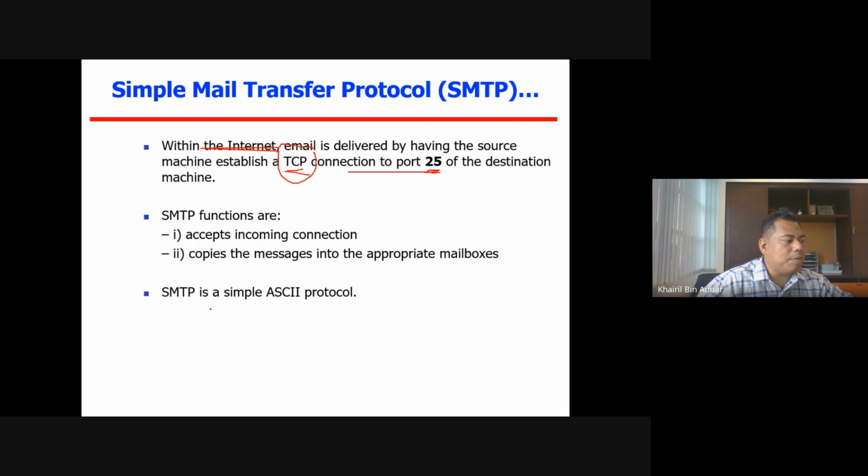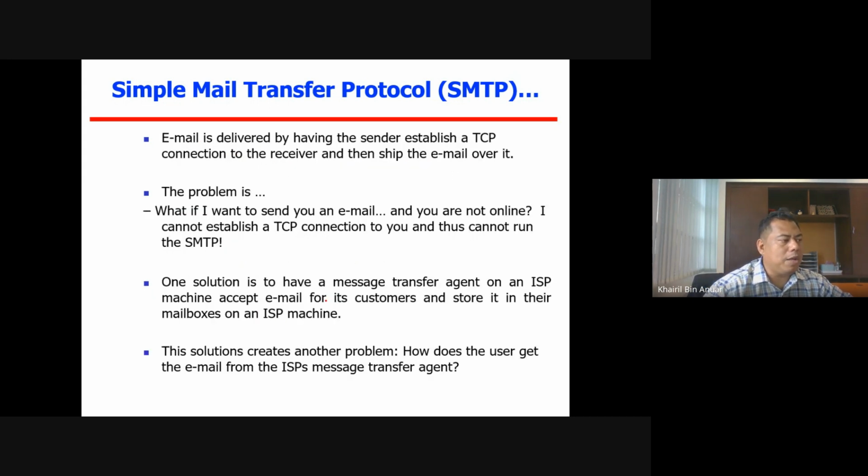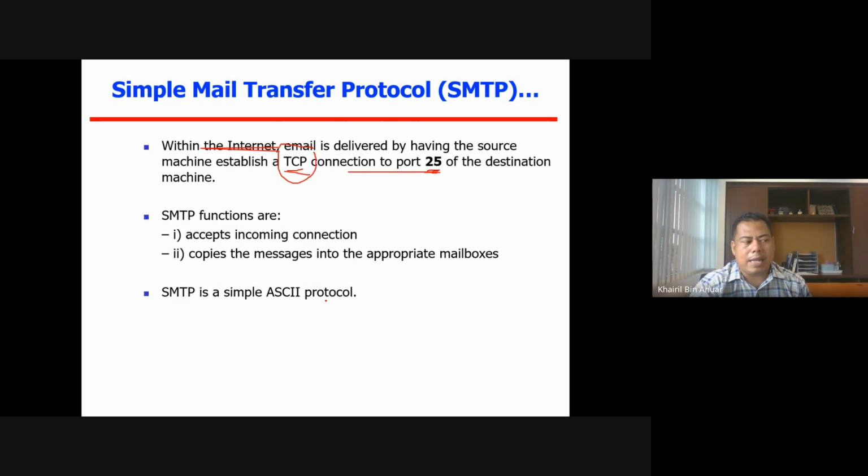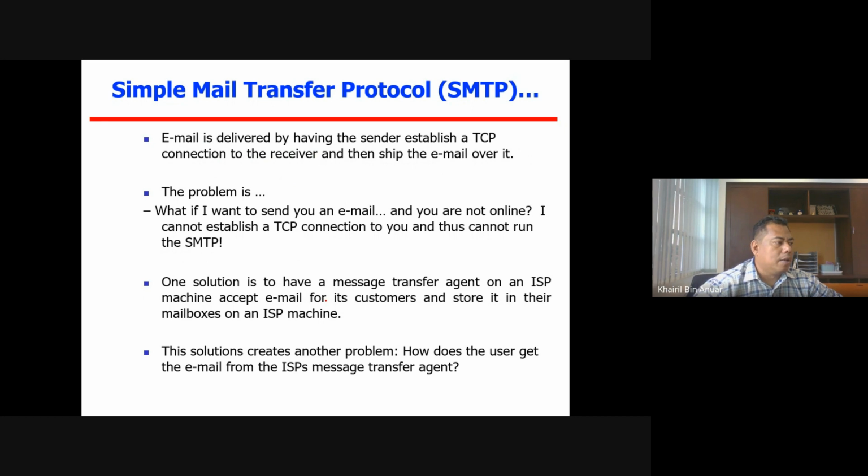SMTP is a simple ASCII protocol. So if you want to send enhanced kinds of messages, like videos or links, you need an enhanced protocol to deliver them. Email is delivered by having the sender establish a TCP connection to the receiver and then ship the email over it. The problem is that if I want to send you an email and you are not online, I cannot establish a TCP connection to you and thus cannot run SMTP.